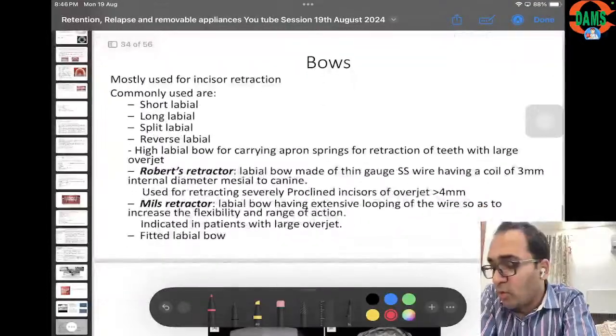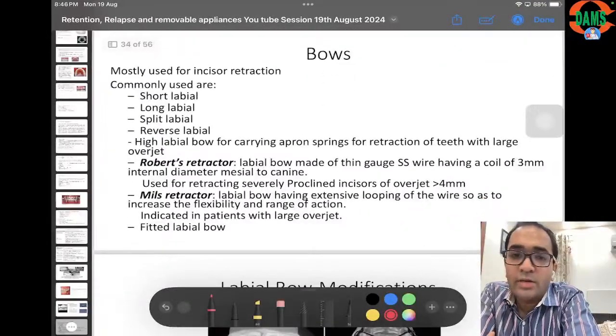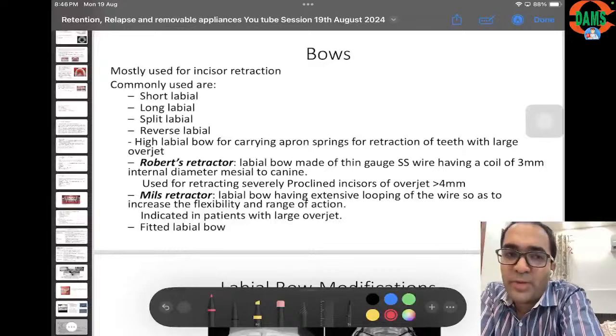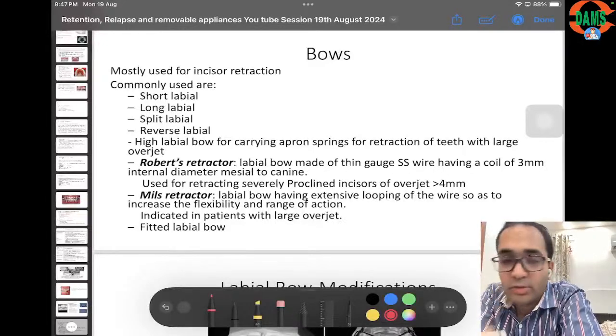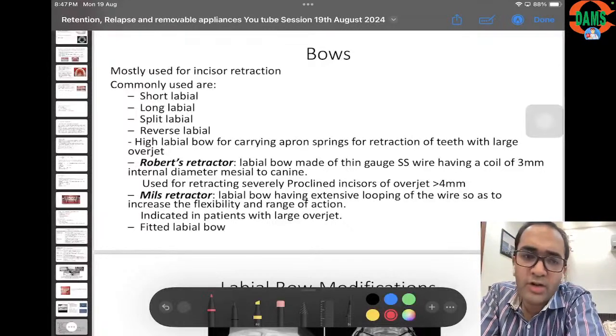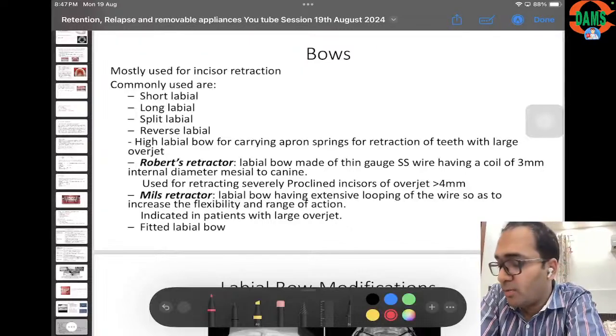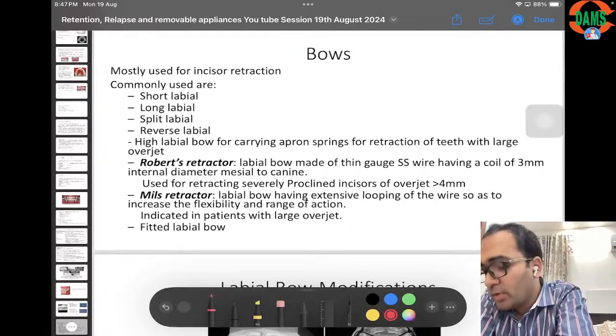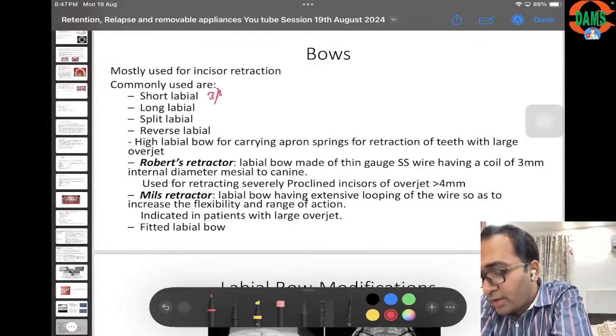This was the active components. Next, this was the retentive components. We come to the labial bows. So what are the common modifications? Commonly used are the short labial bow, the long labial bow, split labial bow, reverse labial bow, or the high labial bow. High labial bow, short, we can understand, is from canine to canine.